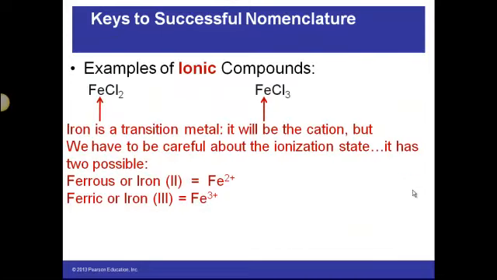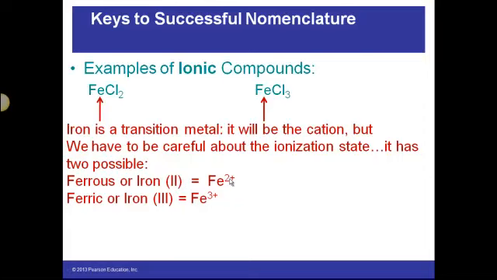So iron is a good example of an ionic compound. We said iron 2 chloride versus iron 3 chloride. Since we have a transition metal, we need to indicate the iron state. So we've got iron 2 or iron 3, and this is indicating the charge state of the iron, not how many atoms are present.